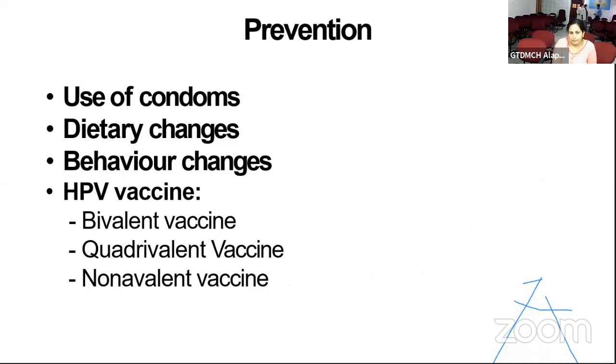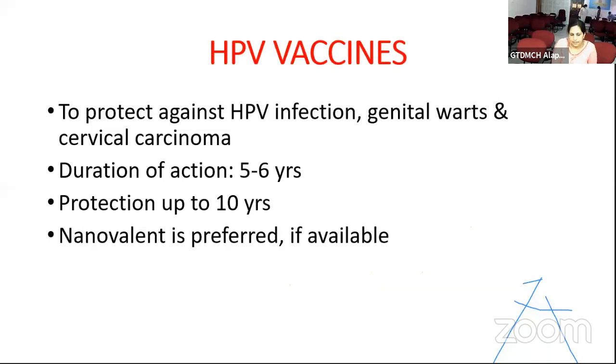How will you prevent it? Prevention is mainly by using condoms, dietary changes and behavioral changes, and the human papillomavirus vaccine is the primary prevention. You can have a bivalent vaccine, quadrivalent vaccine, and nonavalent vaccine. This protects against HPV infection, genital warts, and cervical carcinoma. Duration of action is around 5 to 6 years, with protection up to 10 years. The nonavalent vaccine is preferred if it is available.